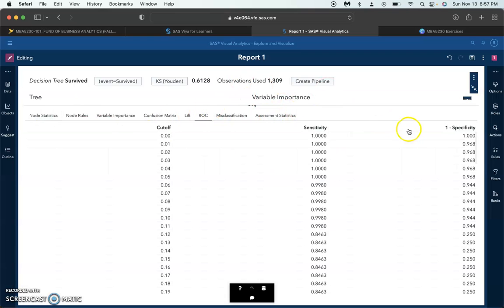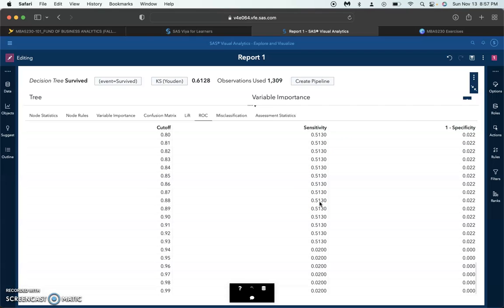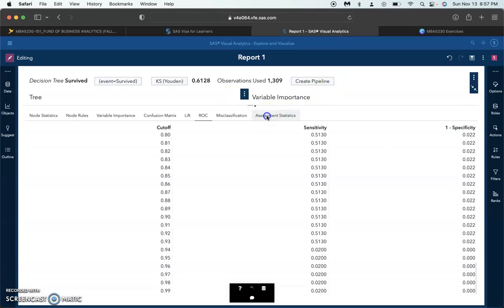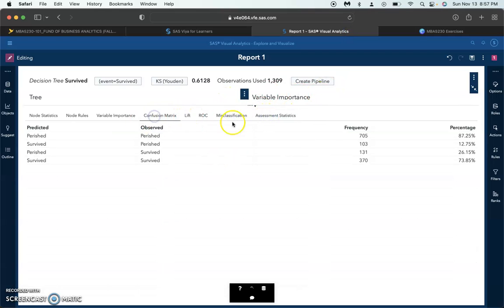Then we're going to go over to ROC, and we can see the sensitivity and the specificity scores. Sensitivity and specificity both start off at 1, but you can see they both slowly decline, specificity ending at 0, and sensitivity ending at 0.02. And then I believe the last one we're looking at is accuracy. This can be seen in the confusion matrix. The percentage is how accurate the predictions were to what actually happened within this data set.